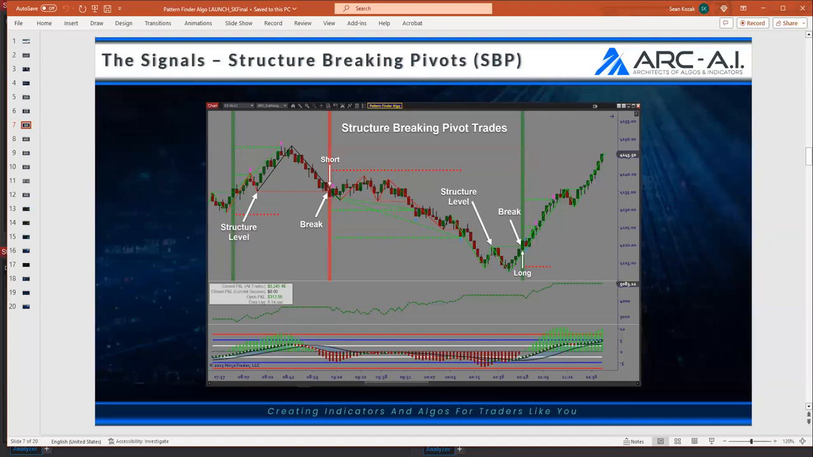So when I said this is the simplest algorithm we've ever built, it truly is the simplest system we've ever built. And it's not indicator based. That's the key. No lag, completely leading, completely consistent.